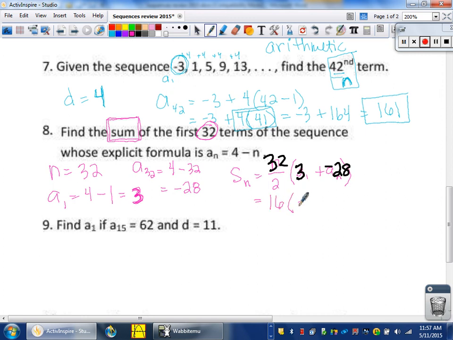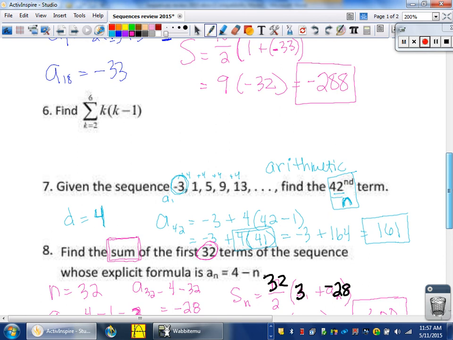32 over 2 is 16. 25 is 3 plus negative 28. 16 times 25 is 400. 4 times 25 is 100, and there are 4 of those here. Negative 400. Yes.